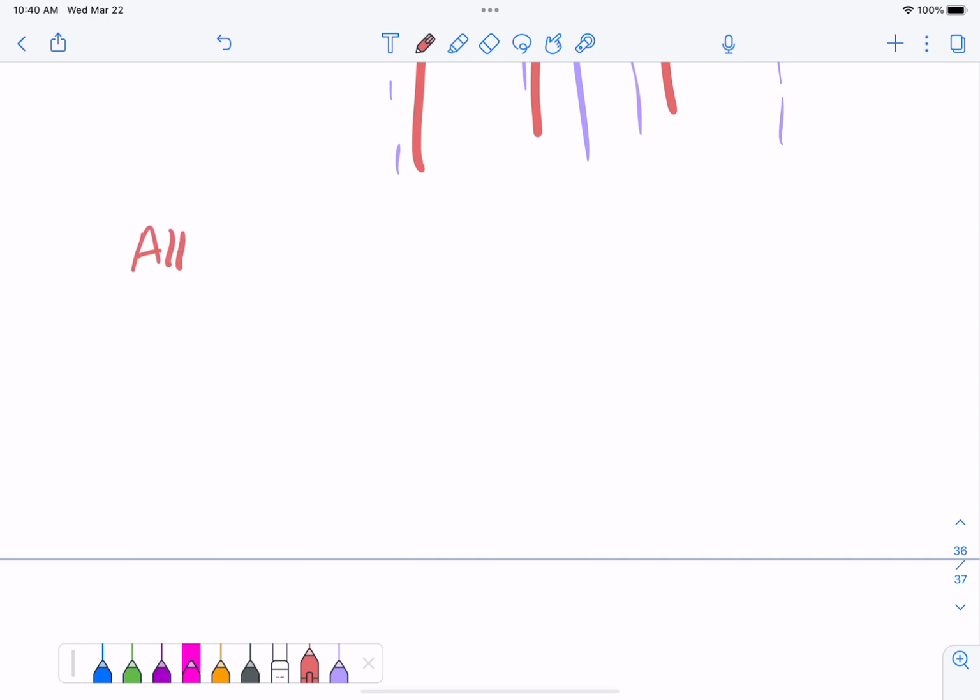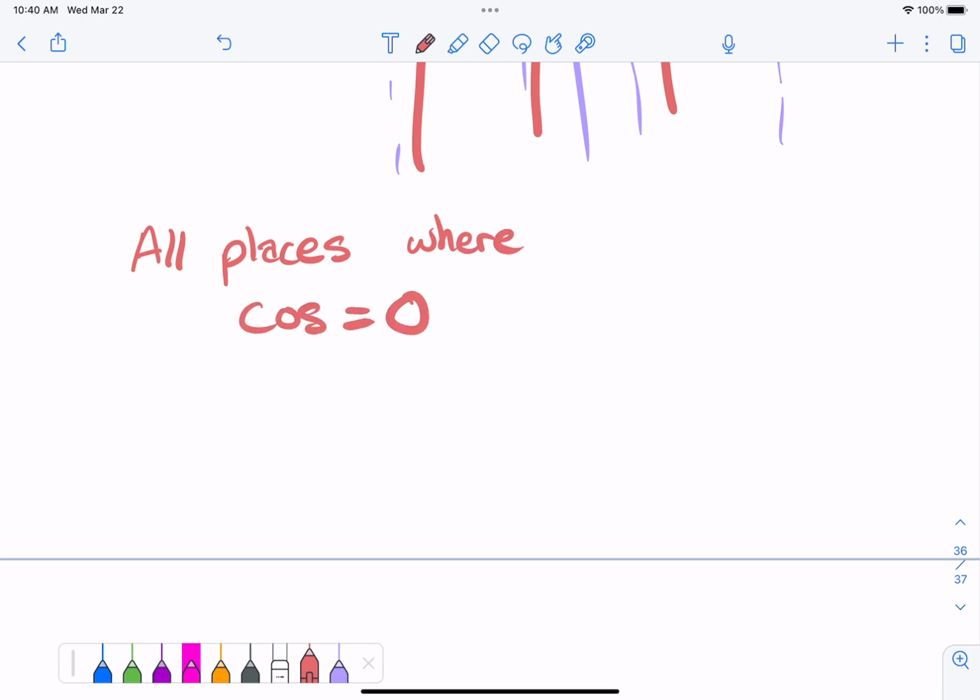This one's going to be a little bit harder. Let's do all places, not just between an interval, but all places where cosine equals 0. All places. When I say all places, what do you need to include? Plus or minus 2 pi k or 2 pi n or whatever on the end of it, right?